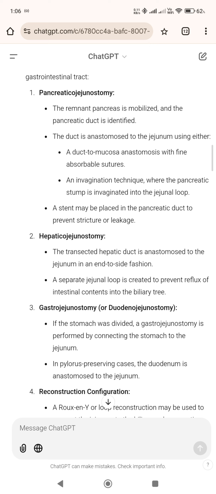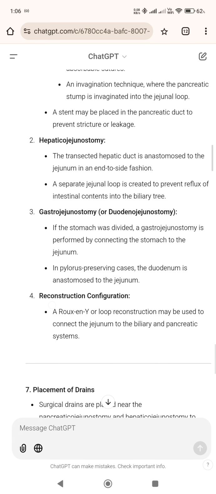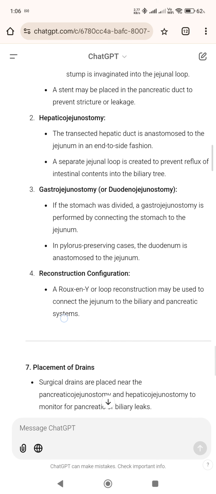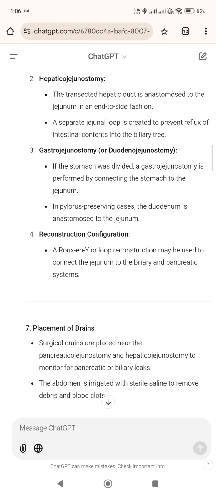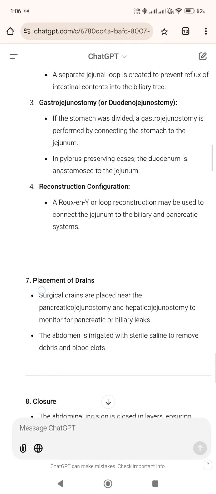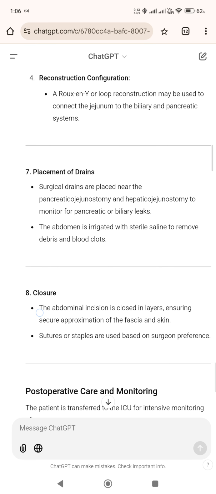2. Hepaticojejunostomy. The transected hepatic duct is anastomosed to the jejunum in an end-to-side fashion. A separate jejunal loop is created to prevent reflux of intestinal contents into the biliary tree. 3. Gastrojejunostomy, or duodenojejunostomy. If the stomach was divided, a gastrojejunostomy is performed by connecting the stomach to the jejunum. In pylorus-preserving cases, the duodenum is anastomosed to the jejunum. 4. Reconstruction configuration. A Roux-en-Y or loop reconstruction may be used to connect the jejunum to the biliary and pancreatic systems.